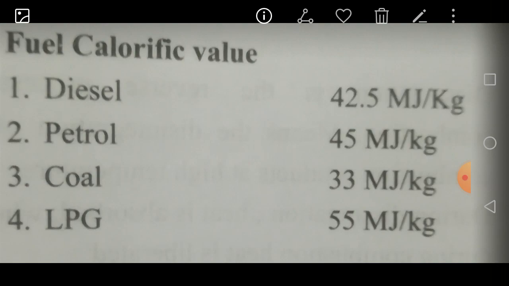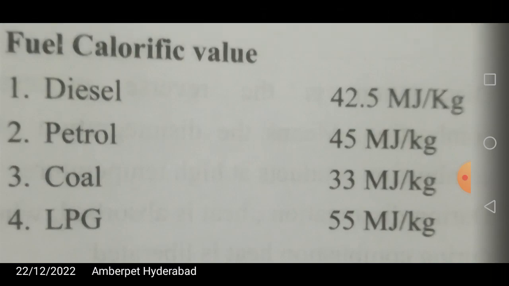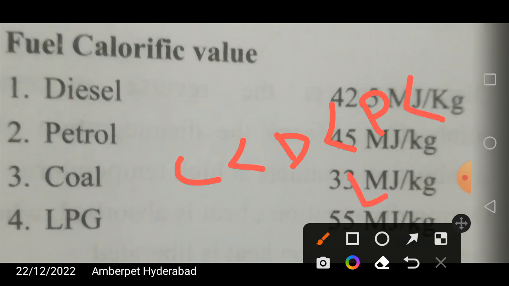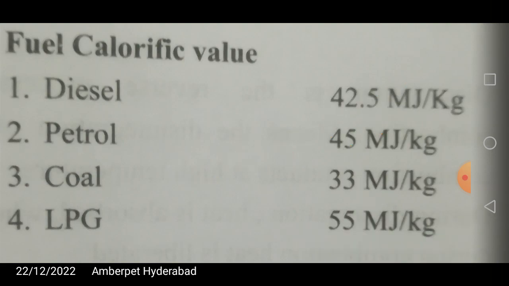So the increasing order, starting from lower to higher, of the fuel calorific value is: coal less than your diesel, less than your petrol, less than your LPG. So you can easily make this out. Whether it is a decreasing order or an increasing order, such types of questions can be asked, friends.